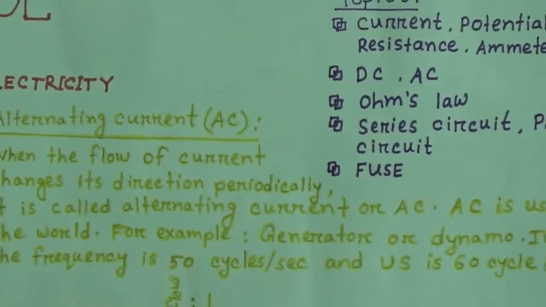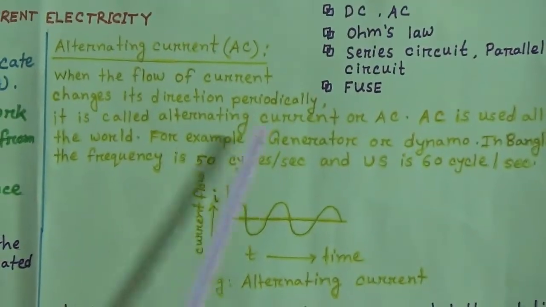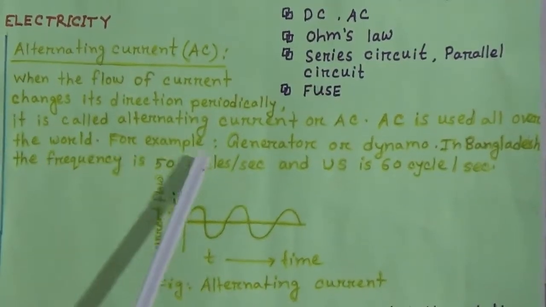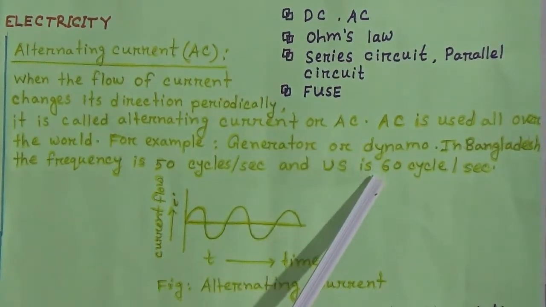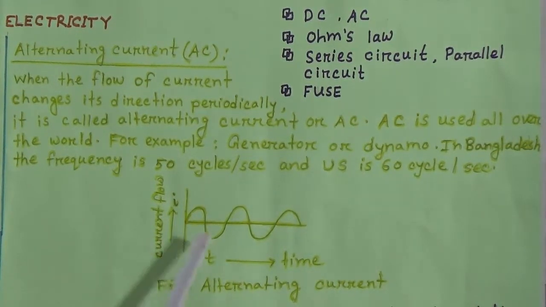Now, what is alternating current or AC? When the flow of current changes its direction periodically, it is called alternating current or AC. See the figure. The current is changing its direction with time periodically. This is called alternating current or AC. AC is used all over the world.